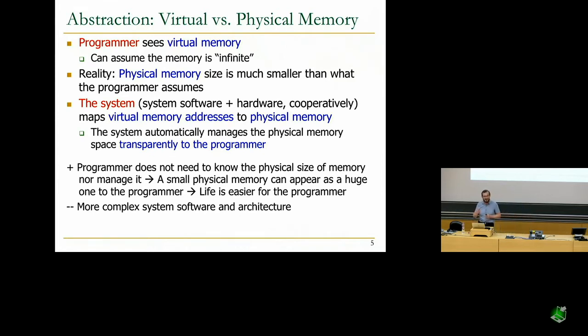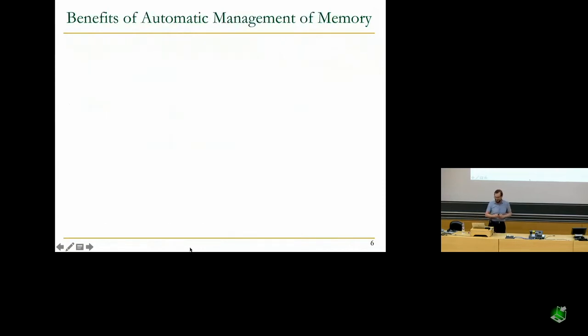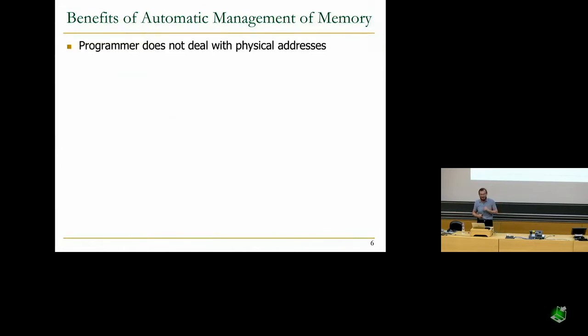So we're going to talk especially about the architectural implications because we don't have time for the system software implications of it. This is a classic example of a programmer-microarchitect trade-off. So what are the benefits of automatic management of memory? Why do we want to do that? Basically, we don't want the programmer to deal with physical addresses. That's one of the big benefits.